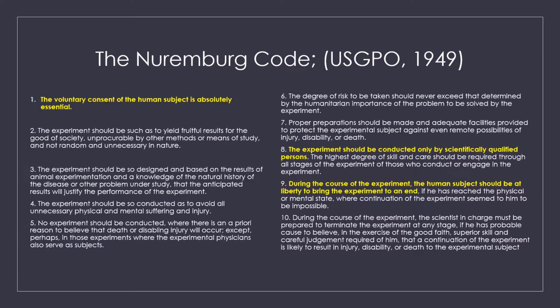The Nuremberg Code specifically states, as a result of the war, a 10-point guideline that was developed for the principles of research on human subjects, as well as providing a foundation for informed consent. If you look at all 10 principles, you see primarily that voluntary consent of human subjects is absolutely essential. Later, the experiment should be conducted only by scientifically qualified persons, and during the course of the experiment, human subjects should be at liberty to bring the experiment to an end.